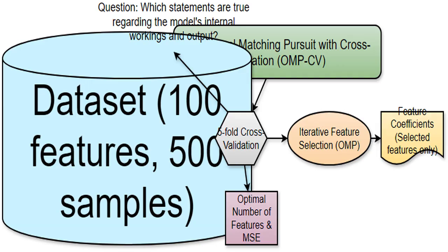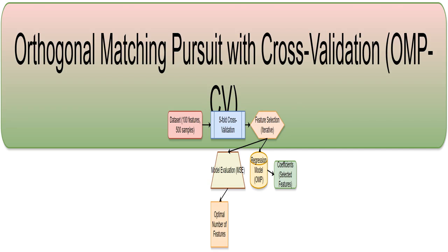We have 500 data points, each described by 100 different characteristics or features. This is our starting point. I use orthogonal matching pursuit, OMP, a powerful algorithm for feature selection. OMP iteratively selects features, one at a time, that best explain the data. The cross-validation part means I evaluate the model's performance using different subsets of the data to find the best number of features to use, preventing overfitting.